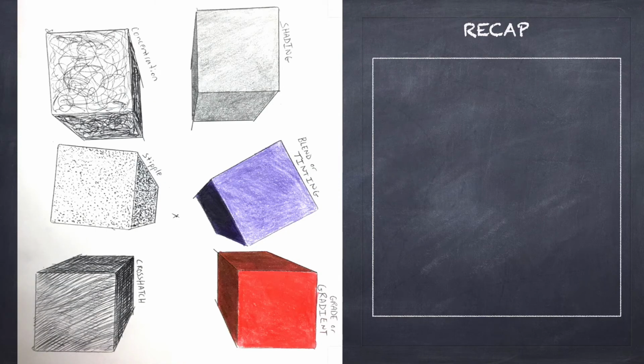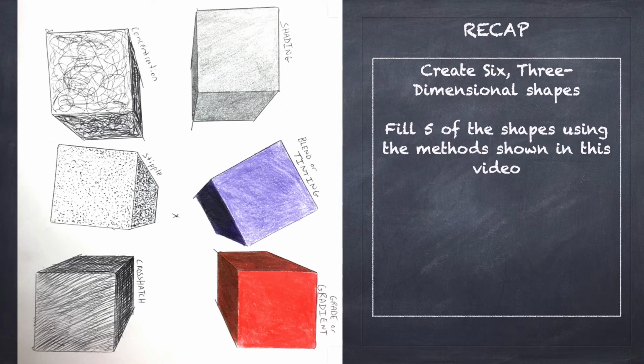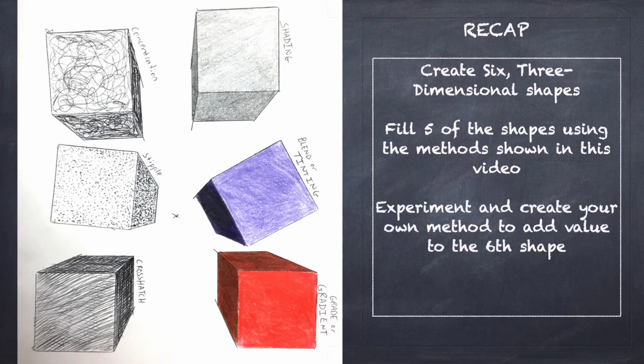To recap, today you are going to be creating 6 three-dimensional shapes. They don't have to be cubes. I showed you how to make cubes, but it can be any kind of shape that you want as long as it's three-dimensional. You will fill 5 of those shapes using 5 of the methods that I just showed you on how to depict value. And last, for that final shape, you're going to experiment with your own method of creating value to fill that shape properly.